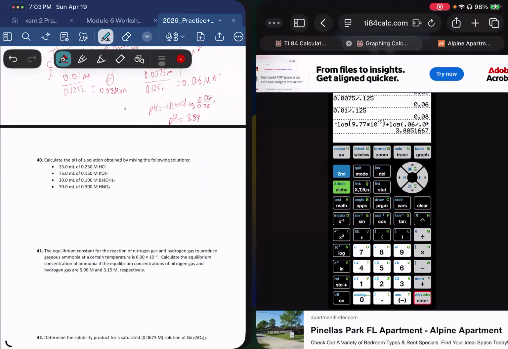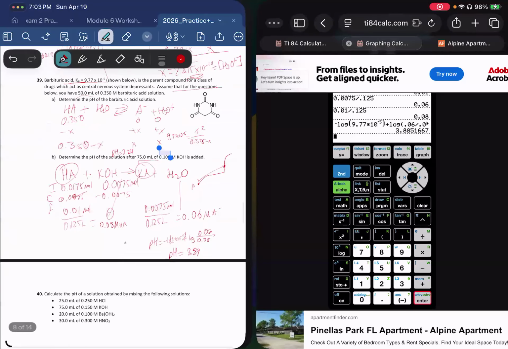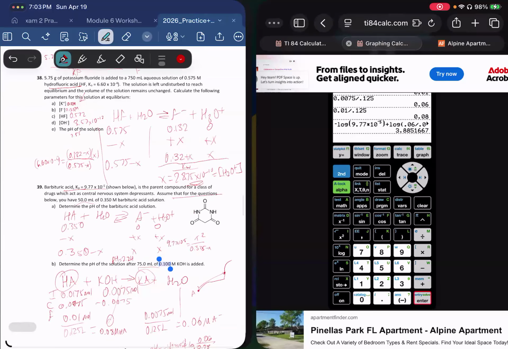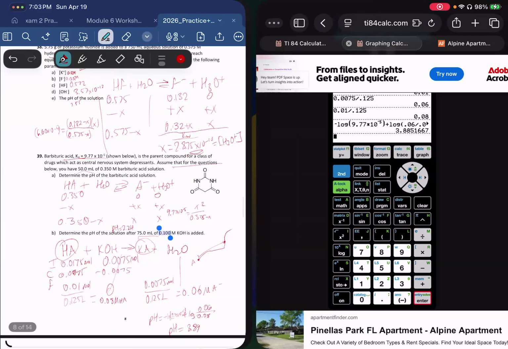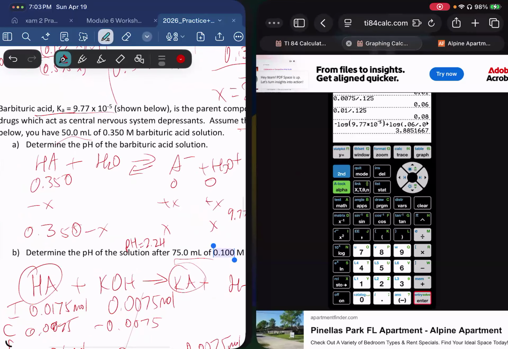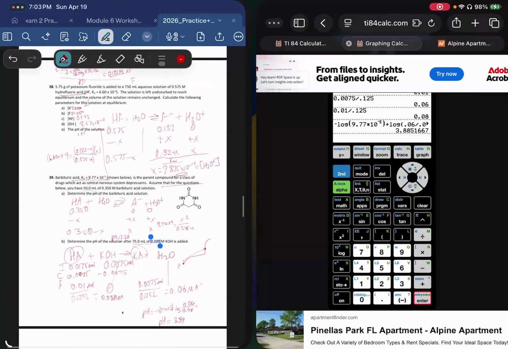Whoever's on Zoom, I just had a question from 39. The picture, is it meant to show you that only one H plus would come out? Does it serve anything? The picture does nothing. It's just being a little silly. Because they gave you one Ka and didn't specify if it's one or two, you can assume that only one H is coming off.